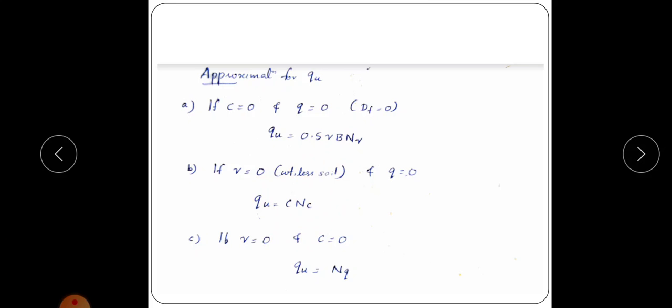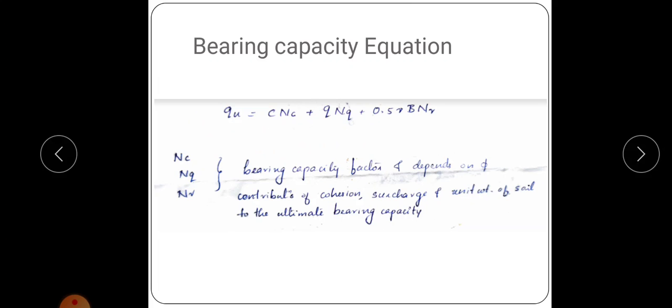Likewise, if gamma is equal to 0 and c is equal to 0, that is, unit weight 0 and cohesion 0, in that case the first term will be 0, so Qu is equal to qNq, the second term only. So these are some special cases. If a problem asks for the ultimate bearing capacity for cohesionless soil, you substitute c is equal to 0. So study this equation, and problems will be asked based on it, and this equation is for strip footing only.